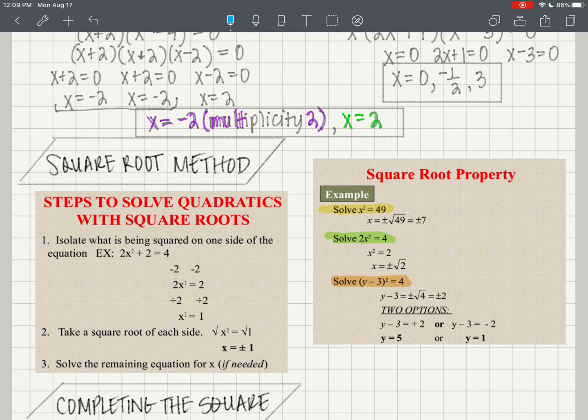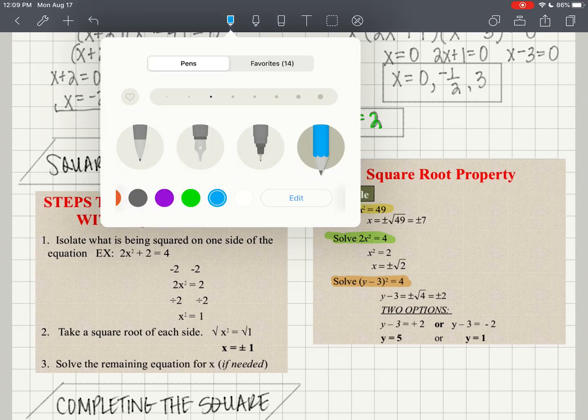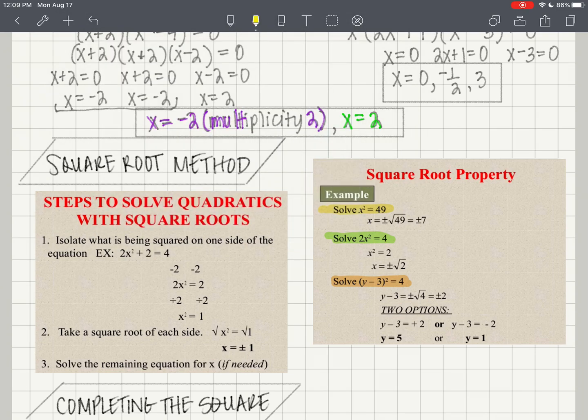Okay, we're going to solve the next few problems using the square root method. The square root method is used when you have no linear term. So let me show that to you over here.